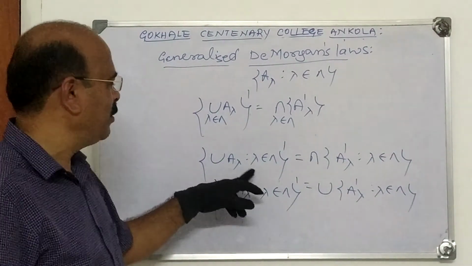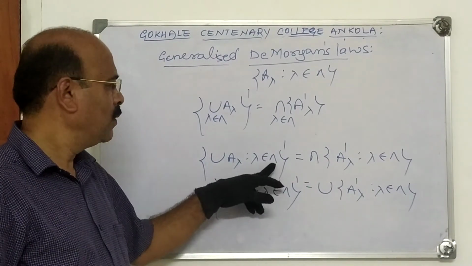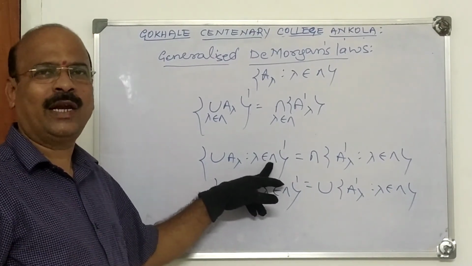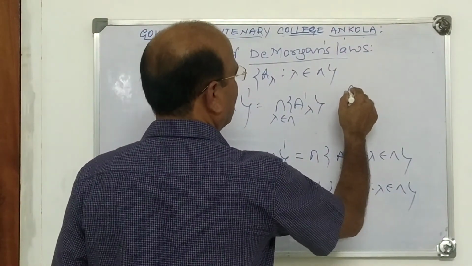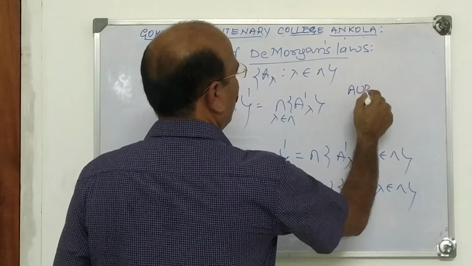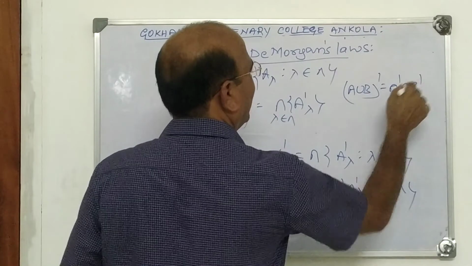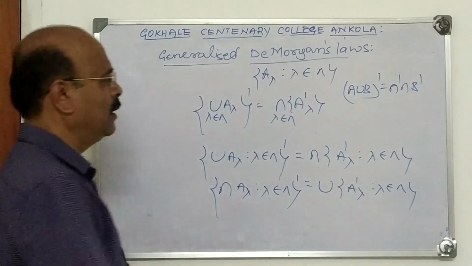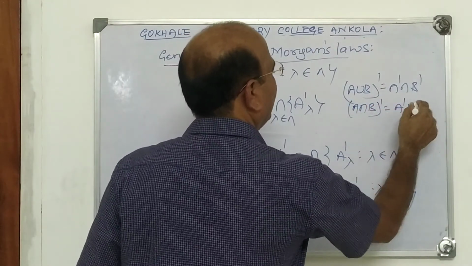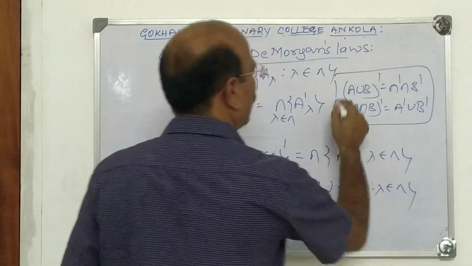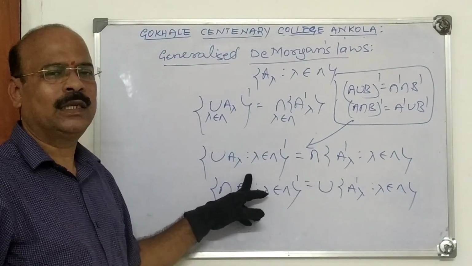Here, what is this capital lambda? Index set. It may be the empty set also. There are two cases: lambda is the empty set or lambda is non-empty. Now, what are De Morgan's laws? For any two sets, the complement of A union B is A dash intersection B dash. Correct? And the complement of A intersection B is A dash union B dash. This is for any two sets, De Morgan's laws. But this is for a family of sets. This is called the generalized De Morgan's laws.